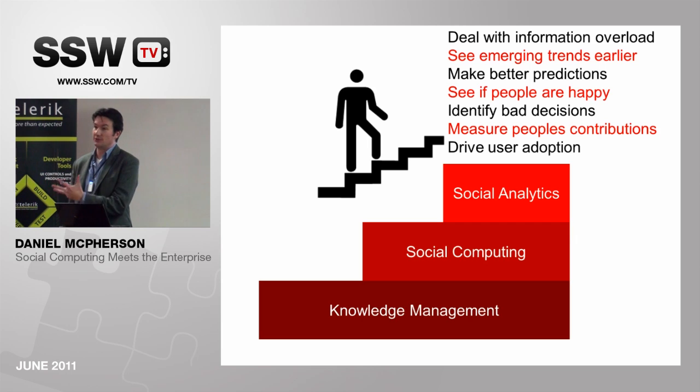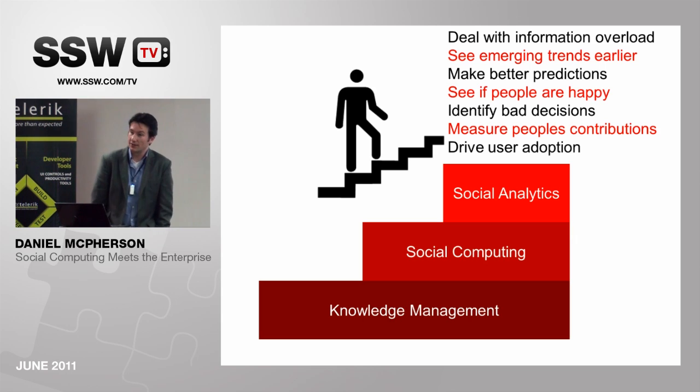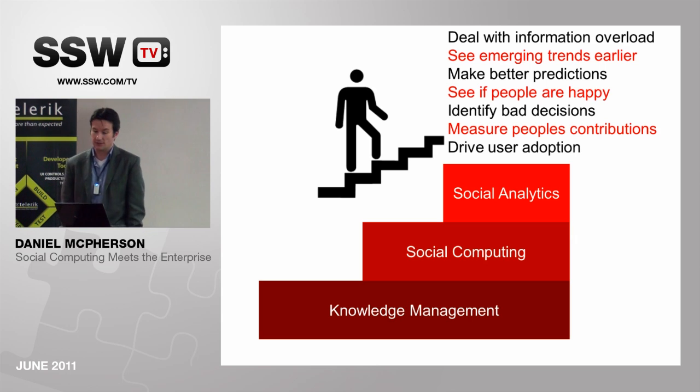So the first thing is, how do we deal with information overload? That's a big problem. It's continuing to get worse. How do we deal with information overload? Well, social analytics, social computing can start to help us with those things. We can see trends emerging earlier. We can make better predictions.